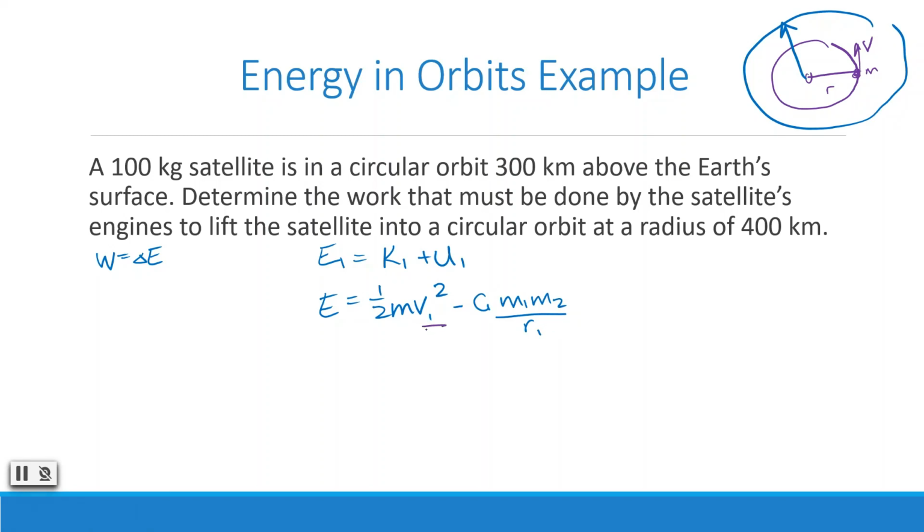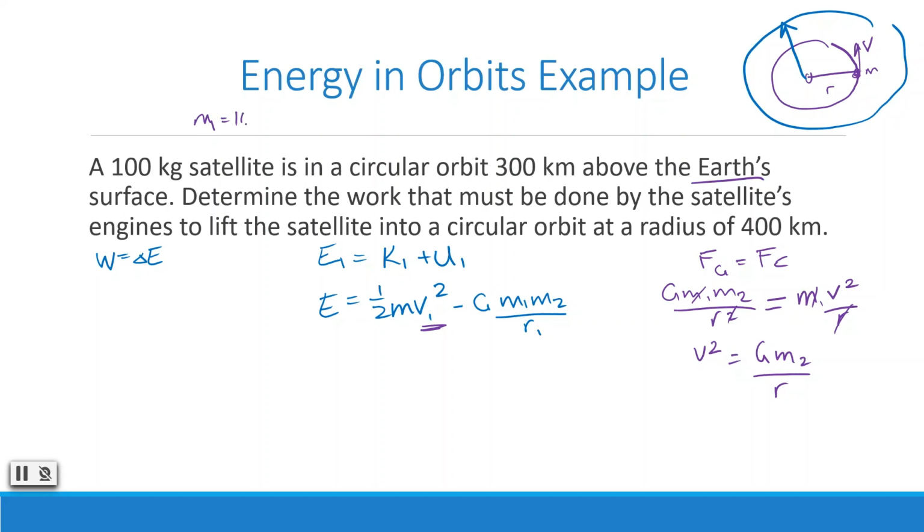We have r, what we don't have is the speed. And our gravitational force is our centripetal force. Our gravitational force is G m1 m2 over r squared, and our centripetal force is m v squared over r. I'm going to just use m1, cancel those out, and the r gets canceled there. So we end up with v squared equaling G m2 over r. And this m2, in our case, since we're orbiting Earth, is going to be the mass of Earth. And m1 is going to be the mass of our satellite. So m1 is 100 kilograms.